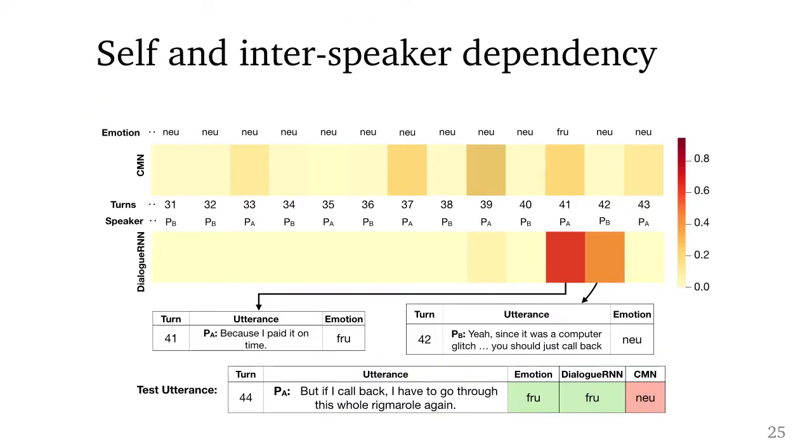Now, we have some examples here. For example, if this is the target utterance, we see that it depends on utterance 41 and utterance 42. Those are by different speakers. Utterance 42 is by person B, and utterance 41 is by person A. But utterance 42, which is also important to classify this, was uttered by person B. So this shows why inter-person dependency is an important factor.